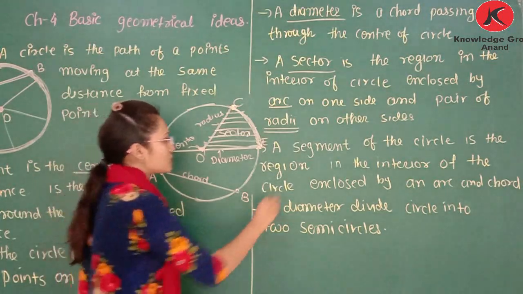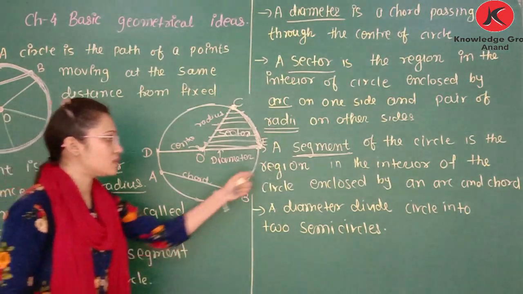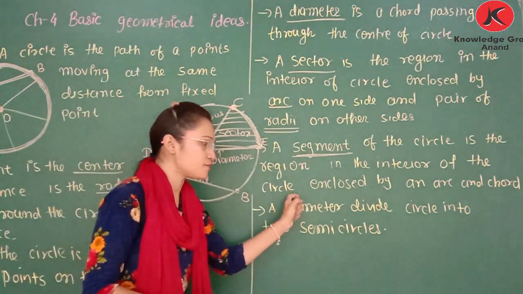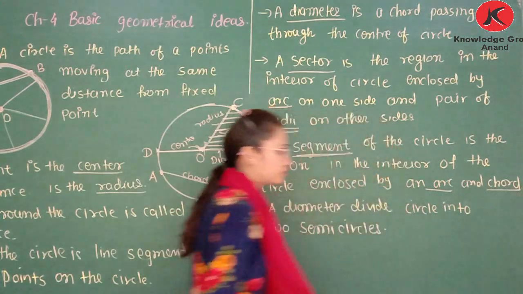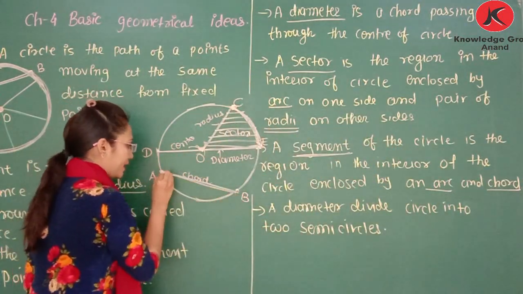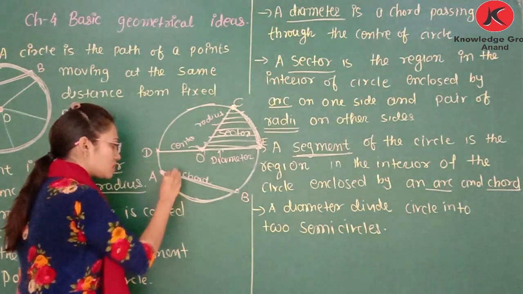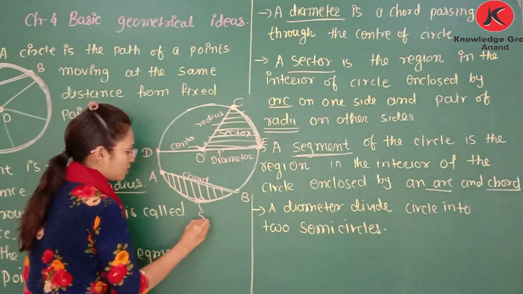Clear? Now next, segment. Segment of the circle is the region in the interior of circle enclosed by what? Arc and chord. So if we consider this as a chord and AB will be the arc, so this region becomes the segment.